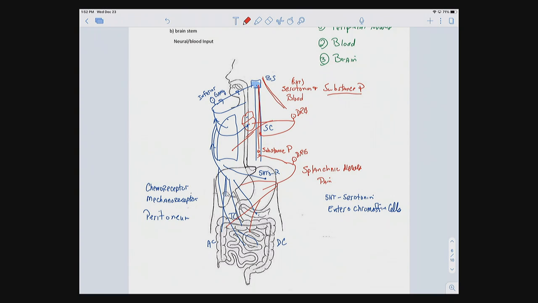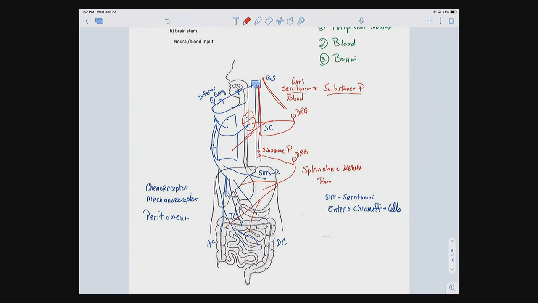And the other one, of course, is serotonin. Not only do the cells in here respond to an irritant by releasing serotonin that stimulates the vagus nerve, that serotonin can also get into the blood and can talk directly to the brainstem via blood flow as well. So those are the biggies.